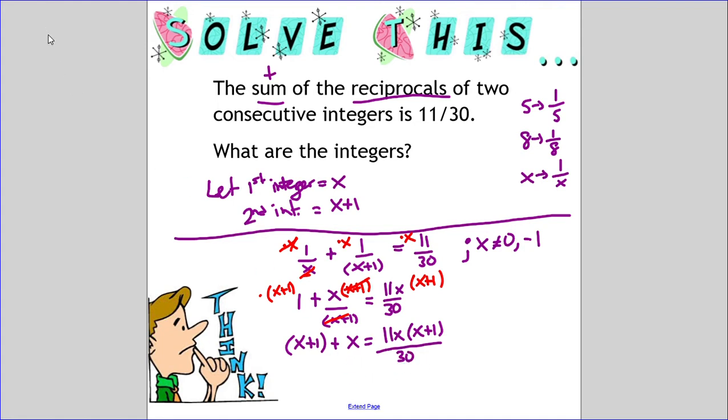The last step I need to do is multiply by 30 everywhere. Hopefully you're starting to see a pattern here: I'm really just picking a denominator and multiplying it on every term. You can certainly do multiple steps at once if you wanted to. I'm just doing them one at a time to make it as clear as I can. Multiplying all the way through, I've got 30 times x plus 1 plus 30x is equal to, and now the 30s have canceled, so it's just 11 times x plus 1.